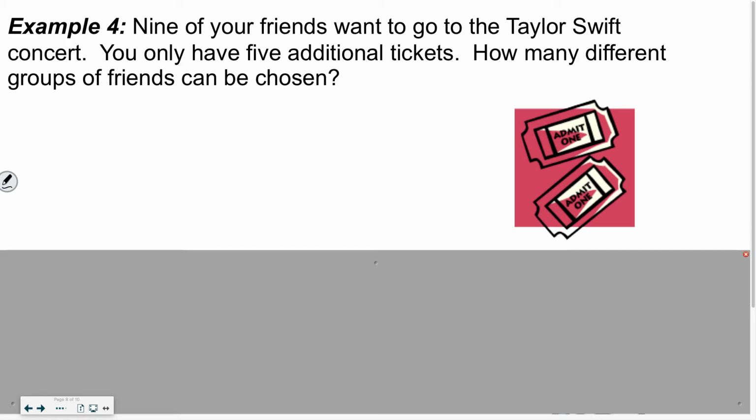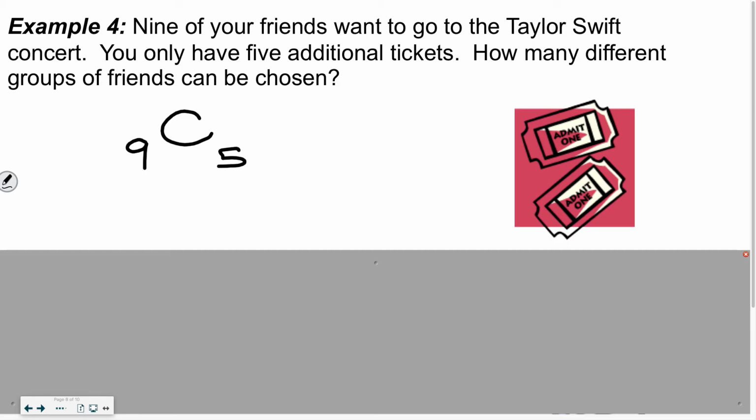Okay, 9 of your friends want to go to the Taylor Swift concert. You only have 5 additional tickets. How many different groups of friends can be chosen? How are we getting our answers? More than the number answer, I care about the how, right? So tell me how you're getting your answers. Wouldn't order not matter? Order wouldn't matter. So it's going to be a combination of 9 choose 5. I pick 5 of my friends.